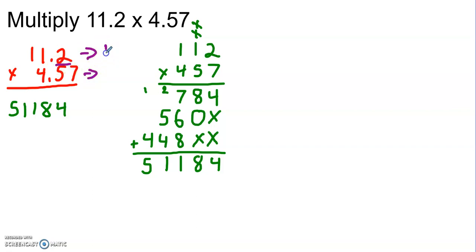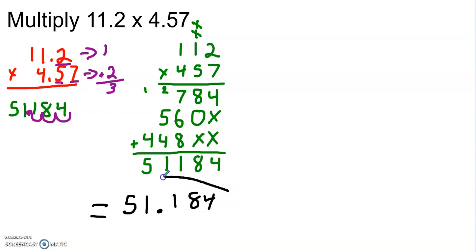This has 1 decimal place. This one ends up having 2. So 1 plus 2 gives me 3. So I know I'm moving that decimal 3 times. I start at the far right and I go over 1, 2, 3. And my decimal lands here. So I know that my solution is going to equal 5, 1, decimal, 1, 8, 4. So my solution is 51 and 184 thousandths.